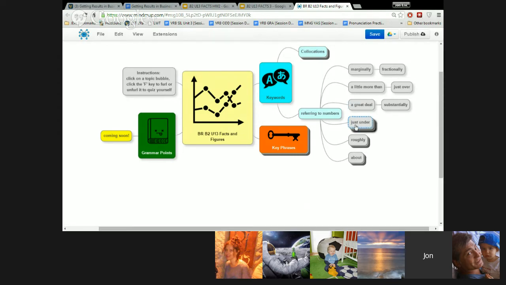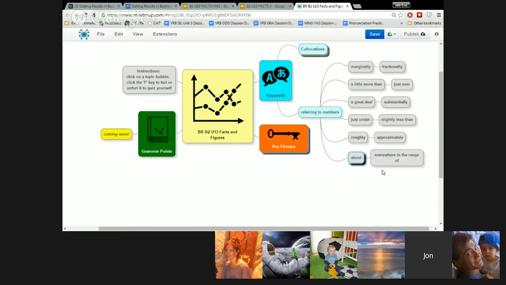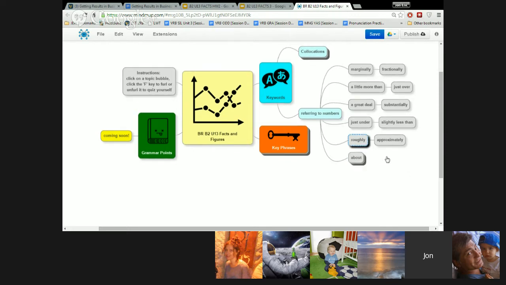Just under, that should be there. That's a mistake. Oh, no, it's not. I guess I gave a synonym here. Slightly less than. Another way to say roughly. Roughly, I know it without cheating. About. Approximately. Approximately, about, roughly. I wrote approximately. That was in the material. And about, somewhere in the range of. That was something you heard in the meeting yesterday. But could about be a synonym of roughly? Yes.